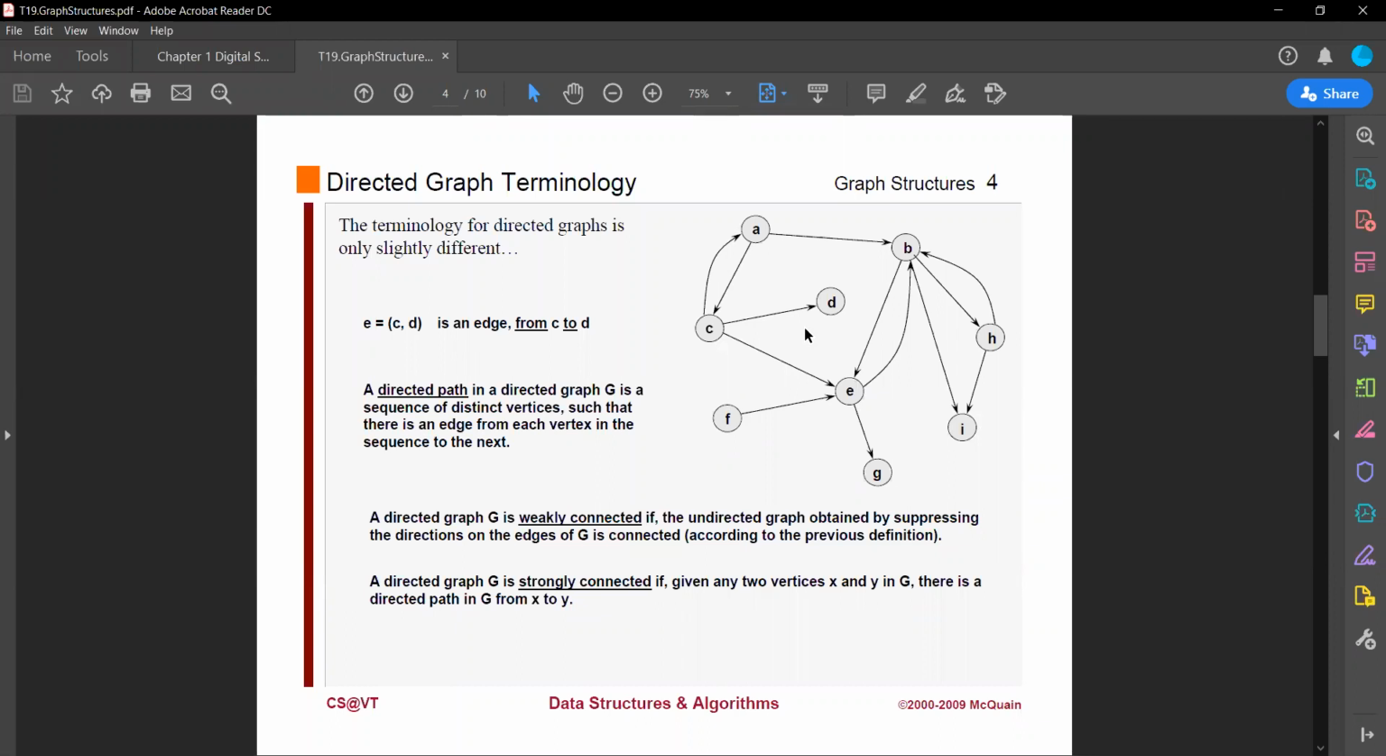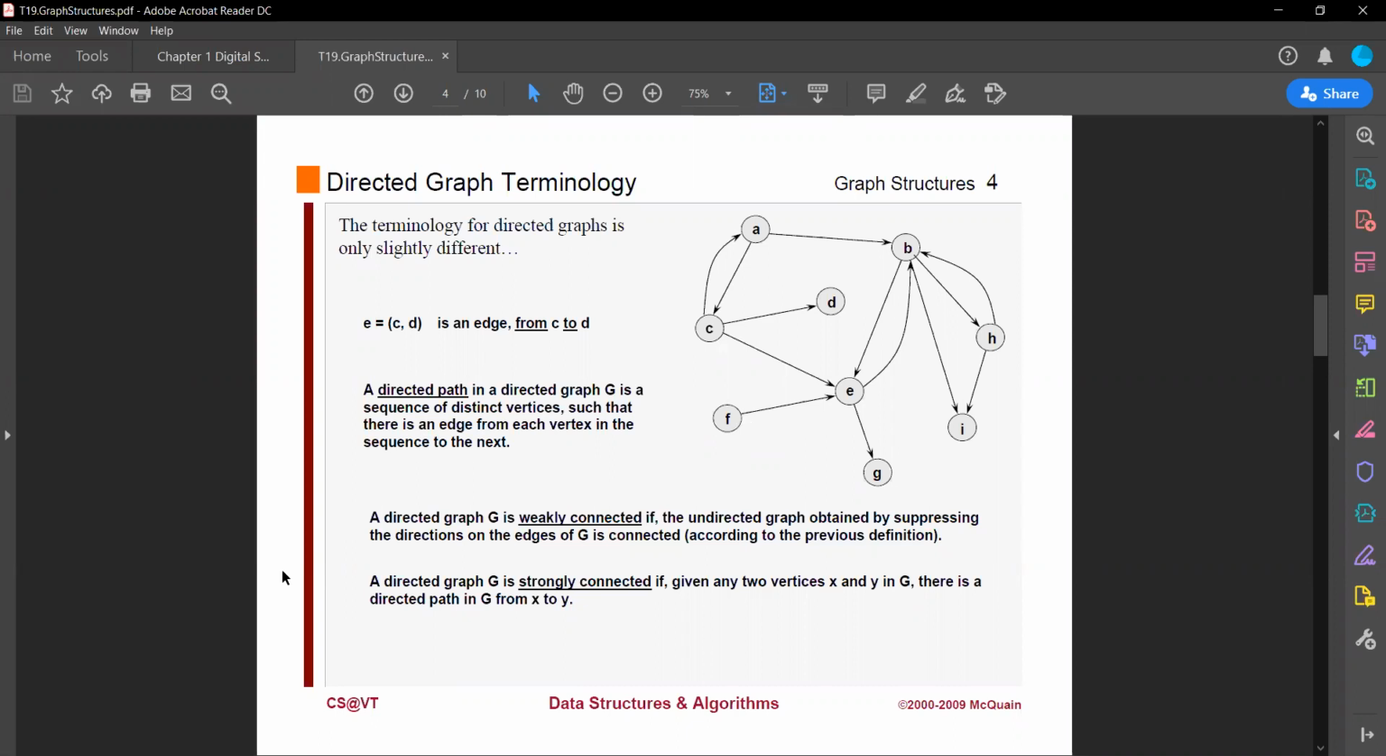So in the case of an undirected graph, we see that there is always a path, but in the case of a directed graph, there is sometimes a directed path, and sometimes there will not be a directed path.